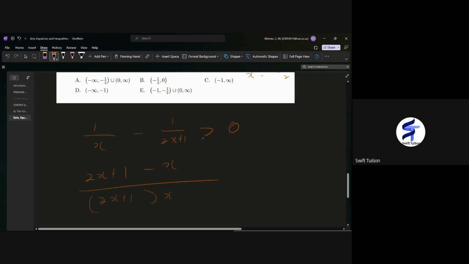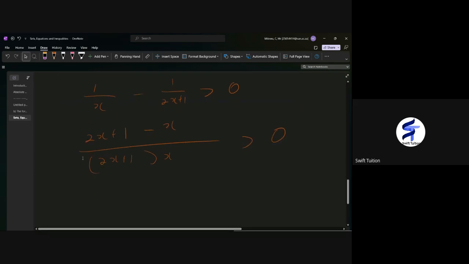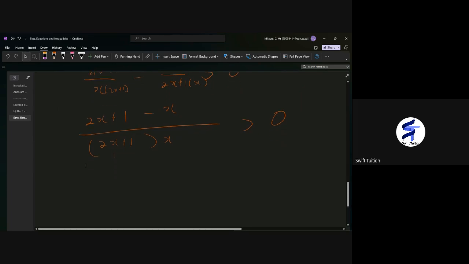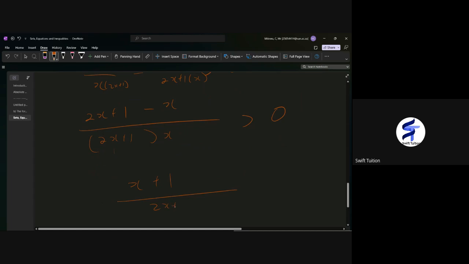So now that I have this written as a single entity, I know this is still going to be greater than 0. From here, what am I going to do? Well, I understand that I can rewrite it as, let me just be sure that I did everything correctly. Cool. I'm so paranoid. Okay, it is cool. I don't want to lead you all astray. x plus 1 over 2x plus 1, multiplied by x, is greater than 0.